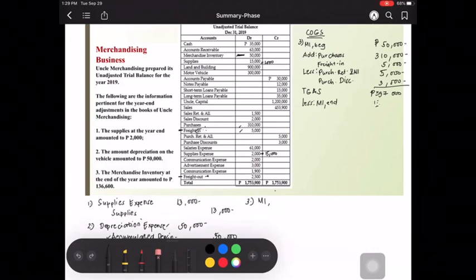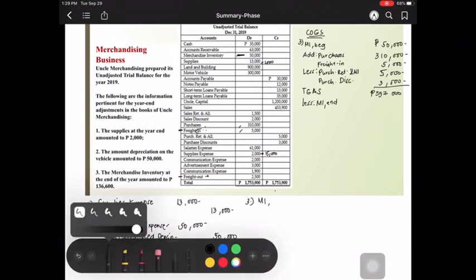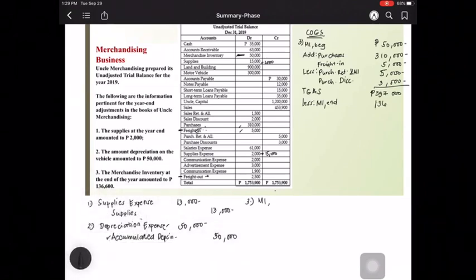So the amount of our merchandise inventory is 136,600. Okay, so compare the values. We will now be able to compute for our cost of goods sold, amounting to how much? How much is our cost of goods sold here? We have 357,000 minus 136,600. So the total amount of our cost of goods sold is 220,400.